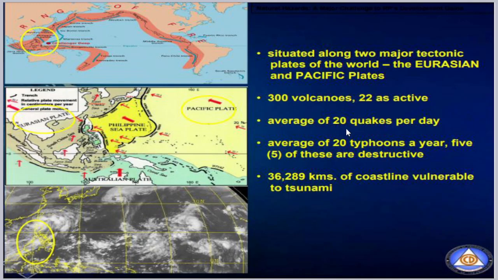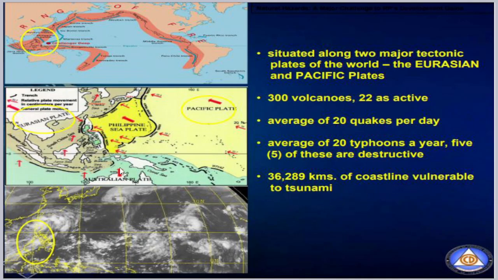An average of 20 quakes per day ang na-experience natin, okay, in our country. And an average of 20 typhoons a year, with five of them being destructive. So in a year, ang average na natatanggap ng bansa natin na typhoon is a total of 20 and five of them very destructive. Okay? And our country also contains a coastline of 36,289 kilometers, which is very vulnerable to tsunami.